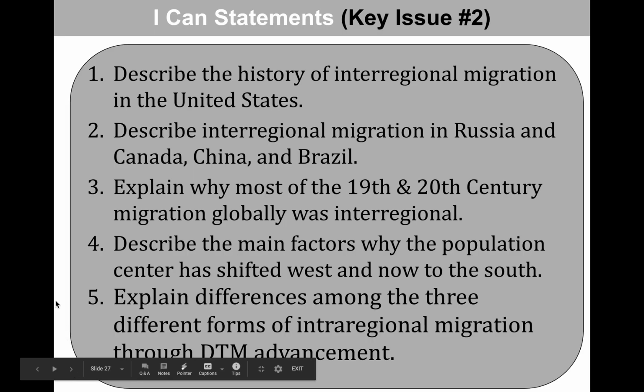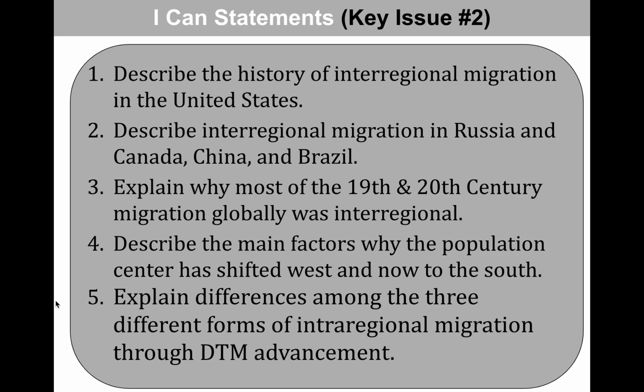The I can statements. 1. Describe the history of interregional migration in the United States. 2. Describe interregional migration in Russia, Canada, China, and Brazil. 3. Explain why most of the 19th and 20th century migration globally was international or interregional. 4. Describe the main factors why the population center has shifted west and now to the south in the United States. 5. Explain differences among the three different forms of intra-regional migration through the DTM advancement.